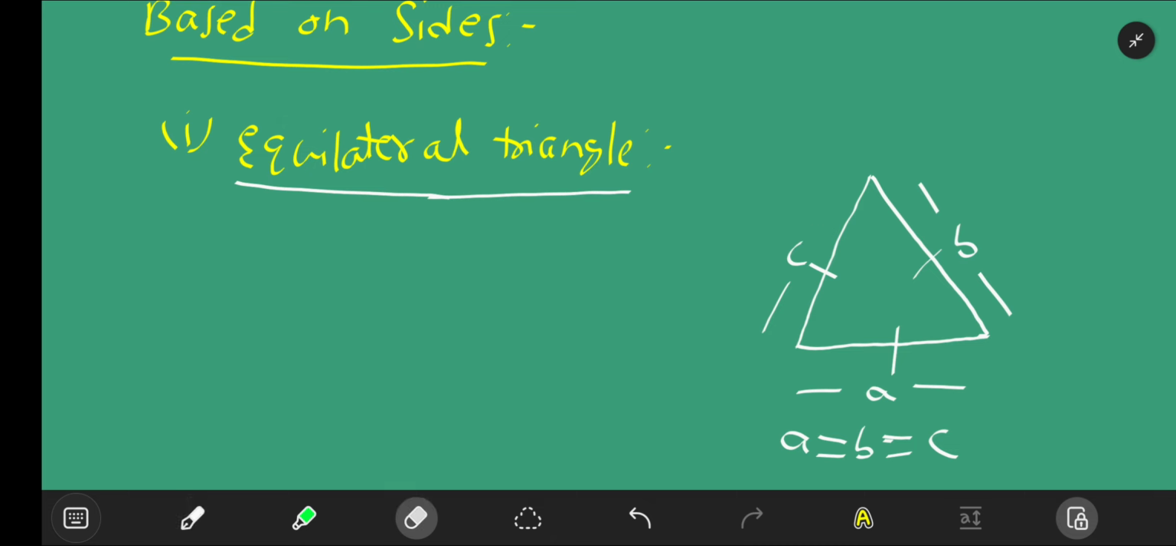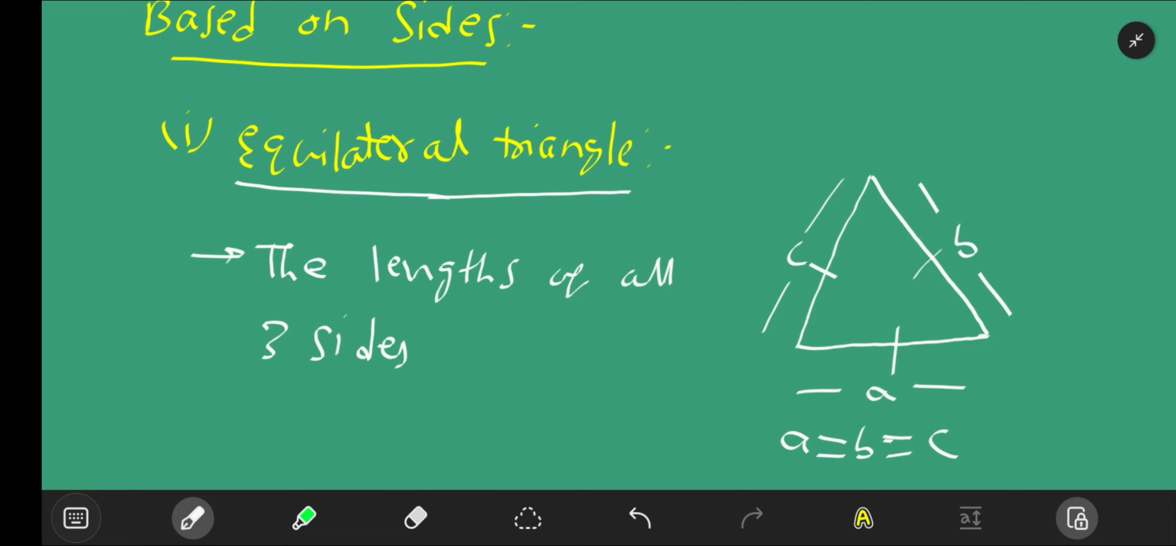So this type of triangle we call equilateral triangle. Write down the statement. The statement is the lengths of all three sides are equal. The lengths of all three sides are equal. Then it is called equilateral triangle.